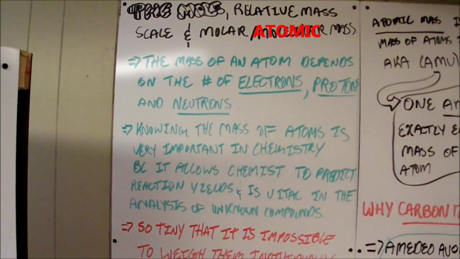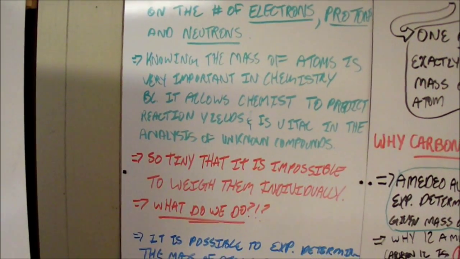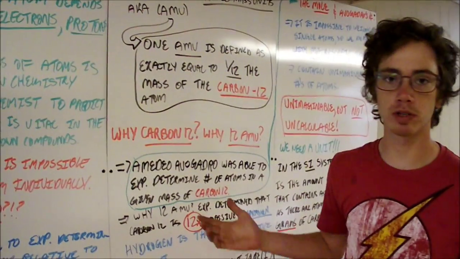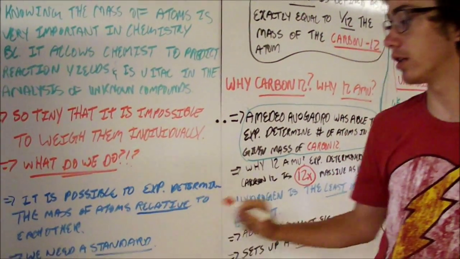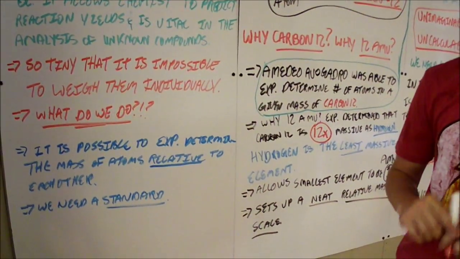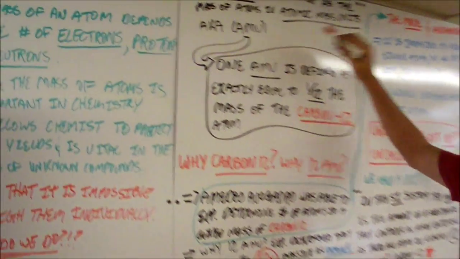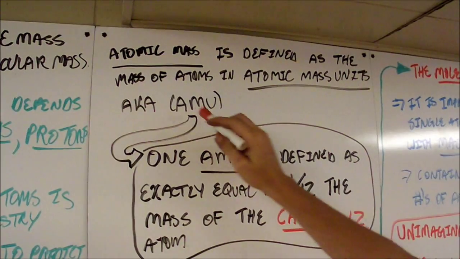Knowing the mass of atoms is very important in chemistry because it allows chemists to predict reaction yields and is vital in analysis of unknown compounds. Atoms are so tiny that it's impossible to weigh them individually. So what do we do? Well, it is possible to experimentally determine the mass of atoms relative to each other. But relative mass scales do us no good if we don't have a standard. We need a standard. Atomic mass is defined as the mass of atoms in atomic mass units, aka AMU.